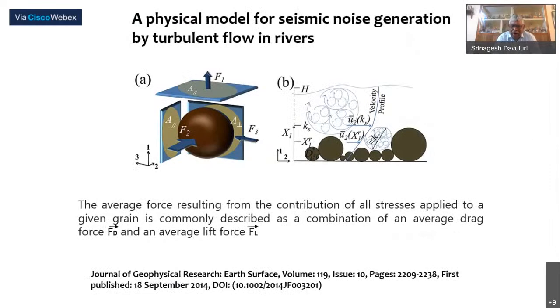Now, when you look at the physical model for seismic noise generation by turbulent flow in rivers, if you consider this as one grain or a boulder of a different size, there are two forces which are going to act on this. That is the average force resulting from the contribution of all stresses applied to this given grain is commonly described as a combination of the average drag force, that is the drag which is happening when the grain is being moved by the water, and the average lift force.